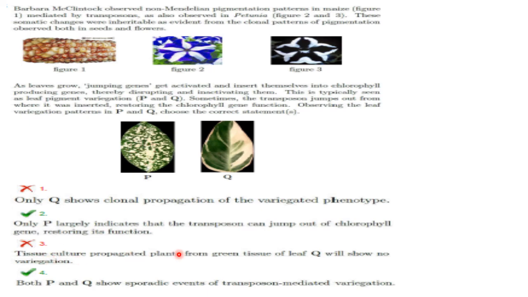Then tissue culture propagated plants from greenhouse tissue of leaf Q will show no variegation. The question does not mention about tissue culture. So 3 is also wrong. Then both P and Q show sporadic events of transposon-mediated variegation. So what is sporadic? Sporadic means occurring at irregular intervals or only in a few places, scattered or isolated. So P and Q show this character. So option 4 is also correct. So 2 and 4 are correct.